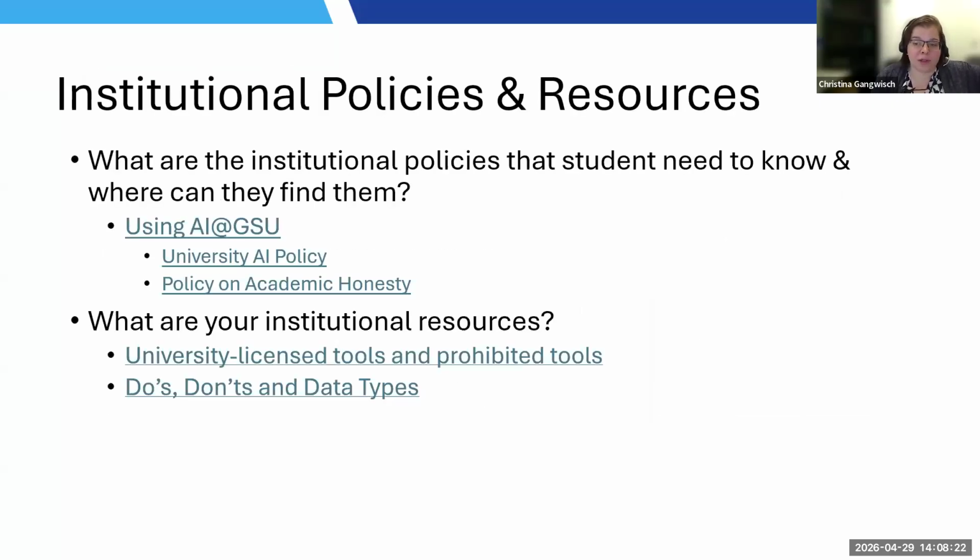So typically when I start my AI tools for research and review workshops, I really start by beginning to talk about our institutional policies and where they can find them. As I said, we're really very fortunate at GSU to have a very clear university AI policy and also to have an academic honesty policy that specifically addresses how students should be using artificial intelligence.